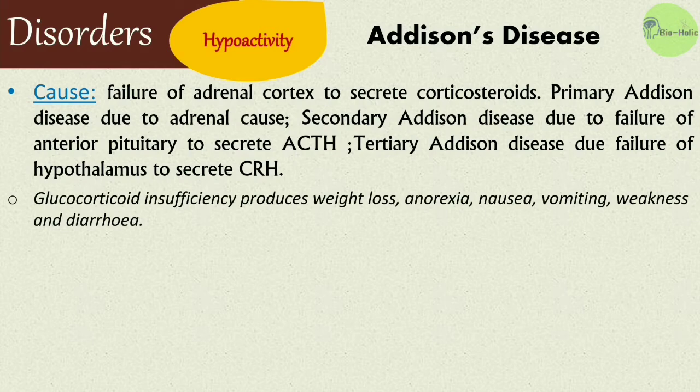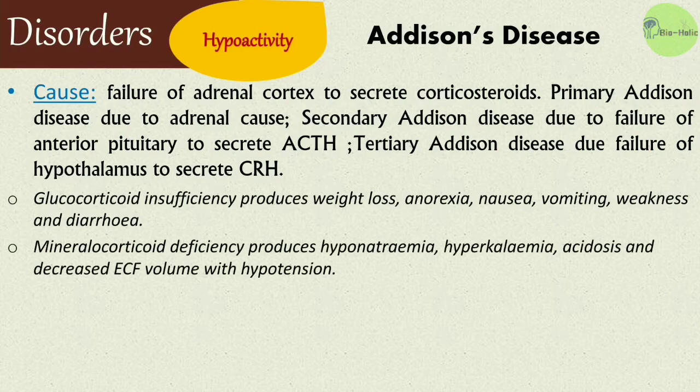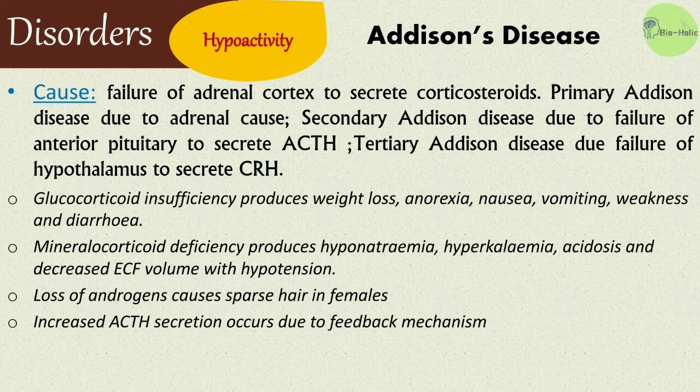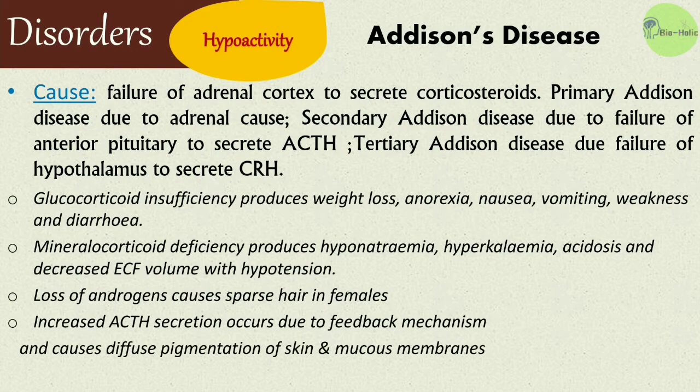Glucocorticoid insufficiency produces weight loss, anorexia, nausea, vomiting, weakness, and diarrhea. Mineralocorticoid deficiency produces hyponatremia, hyperkalemia, acidosis, and decreased ECF volume with hypotension. Loss of androgens causes loss of pubic hair in females. Increased ACTH secretion occurs due to feedback mechanism and causes diffuse pigmentation of skin and mucous membrane.